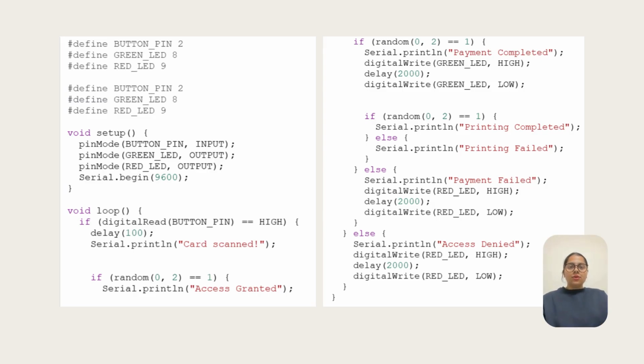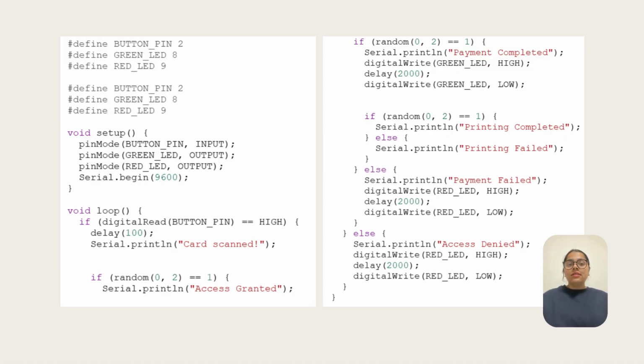Now let's get into the code. The code governs how the system reacts to input and generates feedback. The setup section. The pinMode function initializes the button as an input and the LEDs as outputs. Serial.begin initializes serial communication to print messages for user feedback. Loop section. The program continuously checks if the button is pressed. When pressed, it simulates an NFC card scan, printing card scan to the serial monitor.